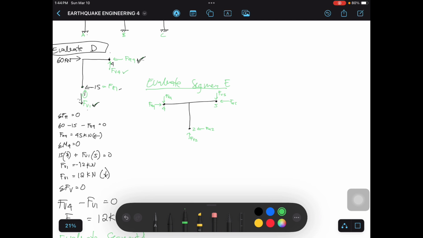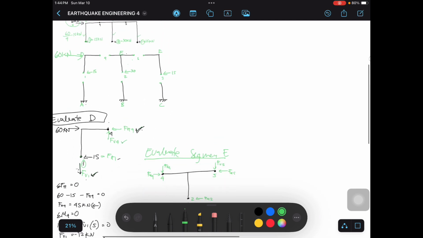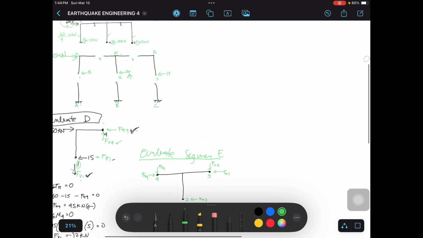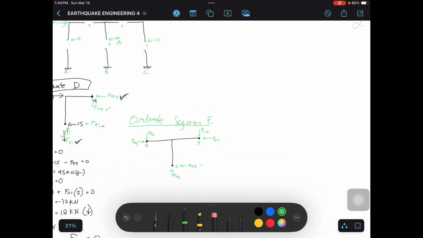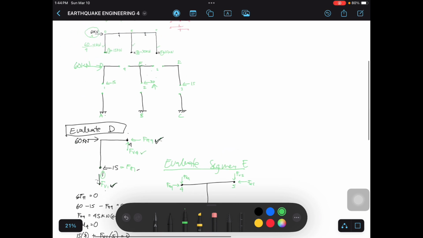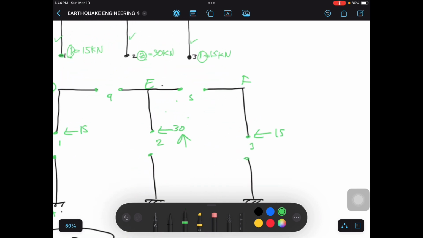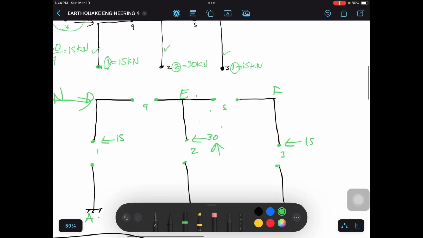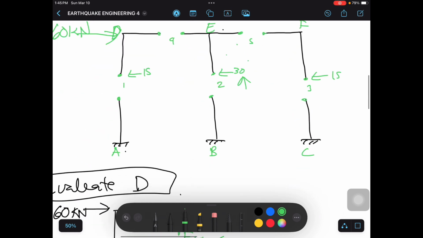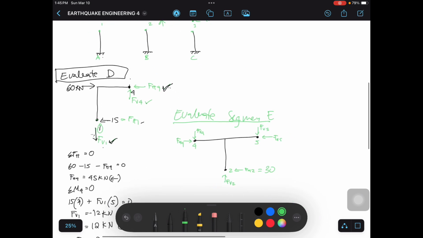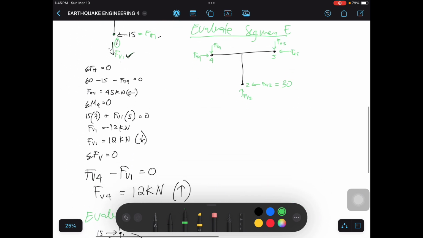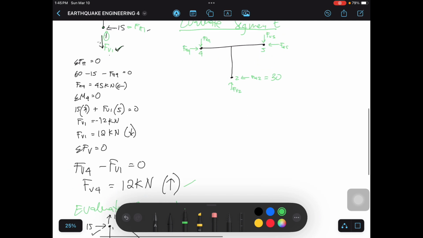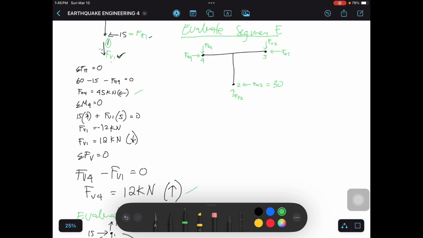Ano-ano yung meron na tayo? Actually, meron tayong FH2 which is equal dito 30, going to the left. Tama bang drawing natin? Yes, going to the left. This is 30. Ano pang meron tayo? Meron tayong horizontal and vertical sa point 4, kasi in-evaluate natin yan kanina nung in-evaluate natin yung segment D. So, let's go to evaluation ng segment D. Ano yung FH and FV4? FV4, 12 upward. FH4 is 45 to the left.